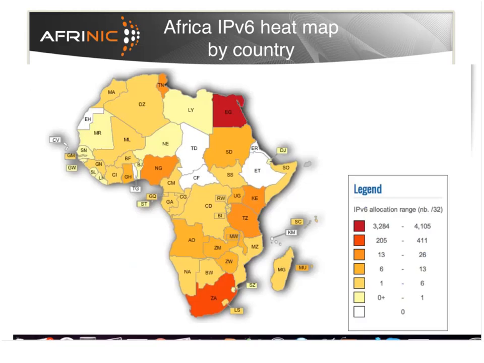This map also shows a heat map of the countries that have at least one IPv6 assignment or allocation. As you can see, almost all of Africa has assignments. There are a handful of countries that do not. And this graph shows a couple of things. First of all, that there's awareness, which is step one.